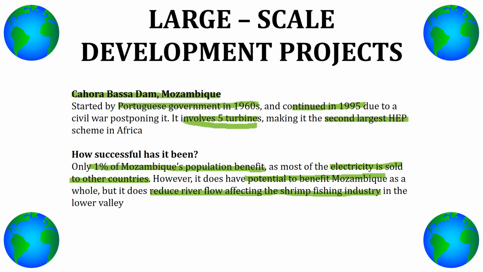5 huge turbines, making it the second largest hydroelectric power station scheme in Africa, the largest being the Aswan Dam in Egypt. And it has been successful, but it's also been unsuccessful. In fact, only 1% of Mozambique's population benefit, because most of the electricity is actually sold to other countries such as South Africa. But it does have the potential to benefit Mozambique as a whole, but unfortunately it does reduce the river flow, affecting the shrimp industry in the lower valley of the river.